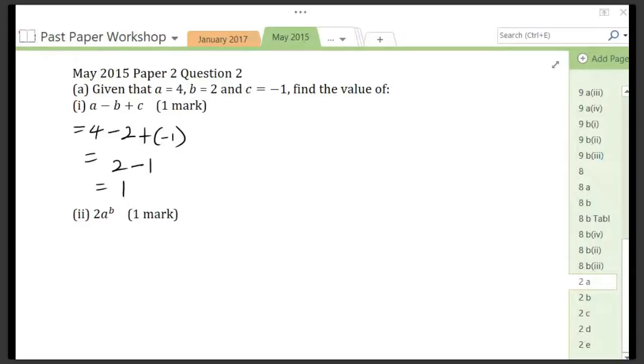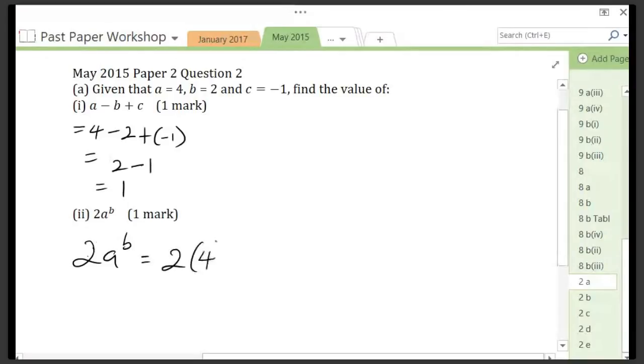All right, so part 2. Here we have two multiplied by a to the power of b. So 2a to the power of b. All right, this is 2a here is 4 raised to the power of b here, which is 2.